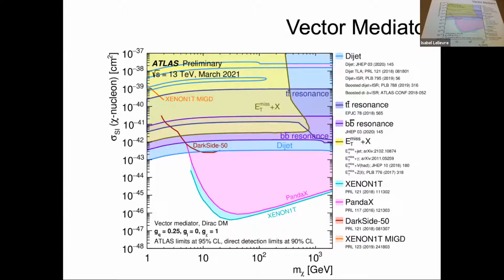Yeah. So that dijet bound is for a very specific model though, where you get dijets in your collider, right? Whereas the xenon bound, for instance, is for any scattering. Yeah, so the xenon bound is for any dark matter scattering.